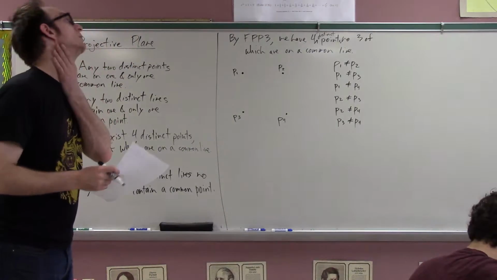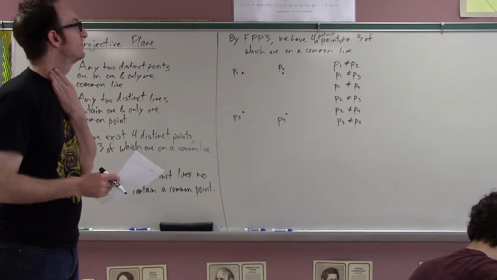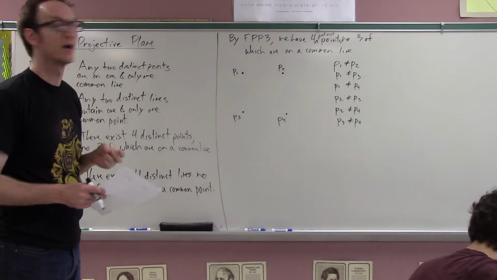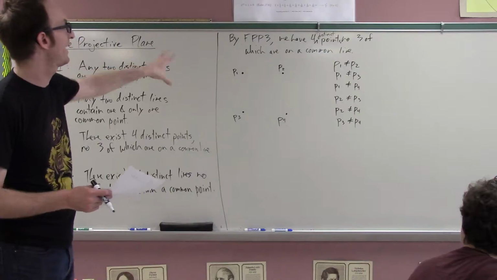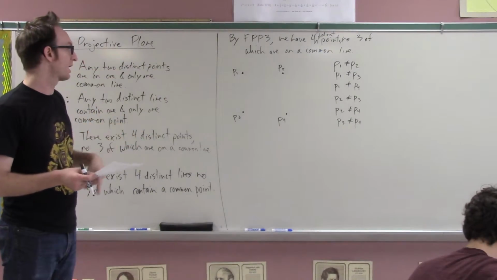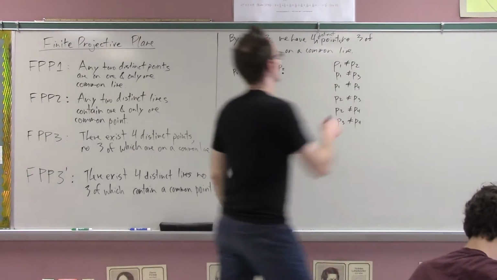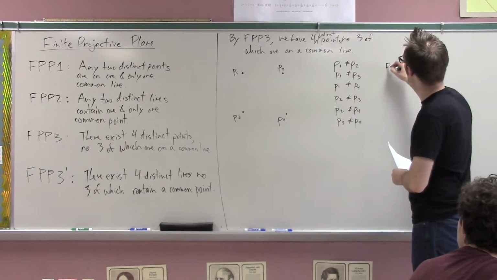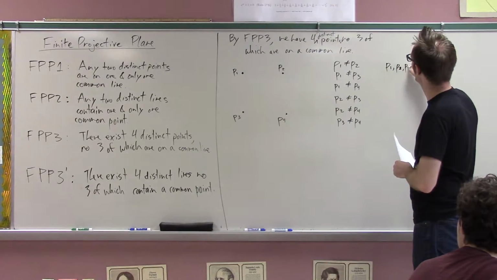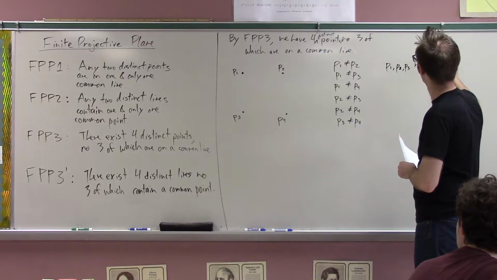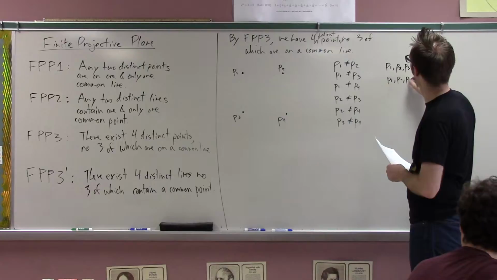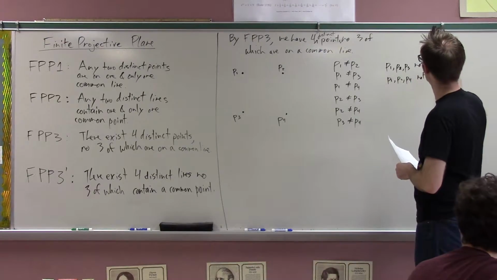Okay. And now, besides these four points being distinct, axiom FPP3 enables me to assert something else, which is that no three of them are collinear. So I'll write over here what this really means is that P1, P2, and P3 are not collinear. Also, P1, P2, P4 not collinear. How many of these statements do I need to make?